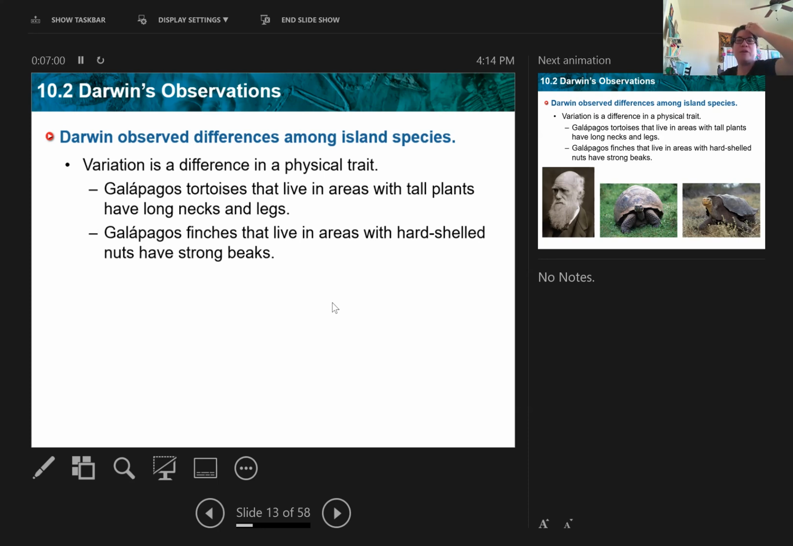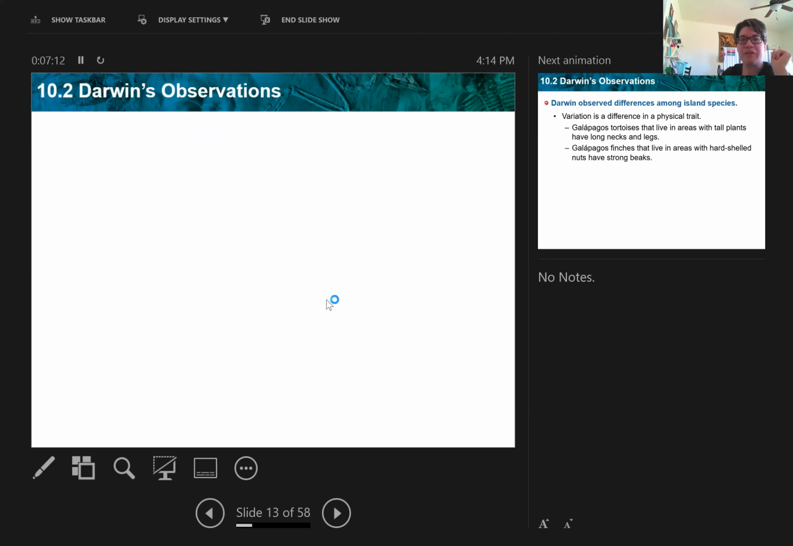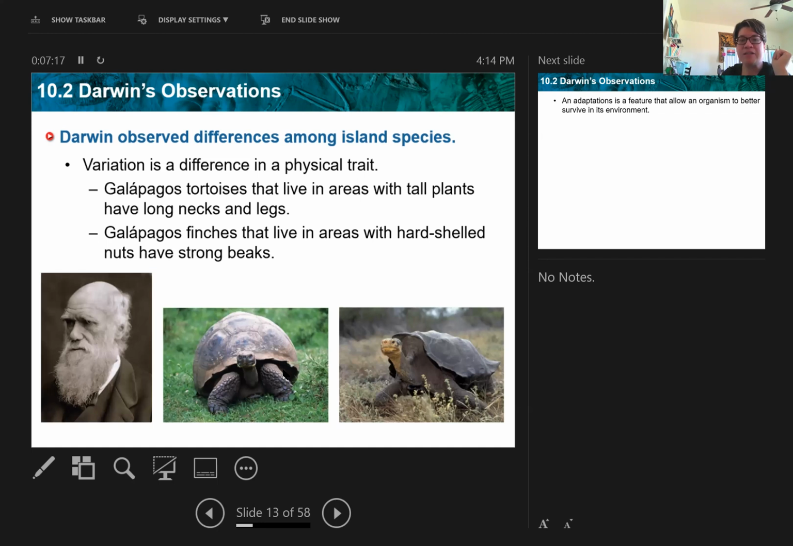He's really famous for his finches, but he started out studying tortoises. And he looked at 2 different islands, and he noticed that on one island they had really short necks, and on the other island, they had really long necks. On the island that had a lot of lush grass, they had shorter necks and shorter legs. And the island that had less vegetation but taller plants, they had taller necks and taller legs. And so you can see why Lamarck would think what he did.